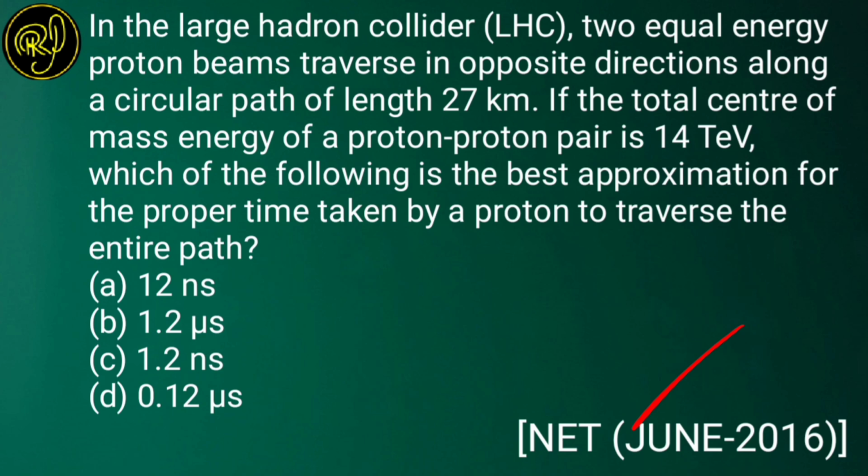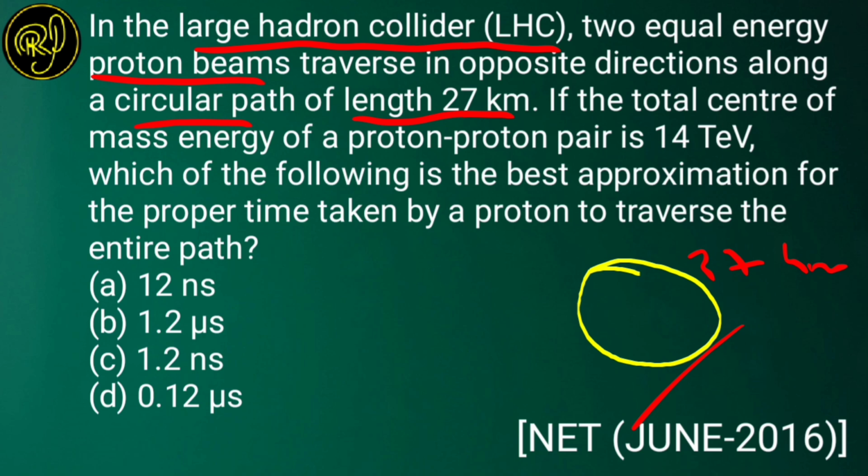The question says that in the Large Hadron Collider, LHC, a particle accelerator, two equal energy proton beams traverse in opposite directions along a circular path of length 27 kilometer. So there is a particle accelerator LHC, its length is 27 kilometer, and two equal energy proton beams travel in opposite directions along a circular path.